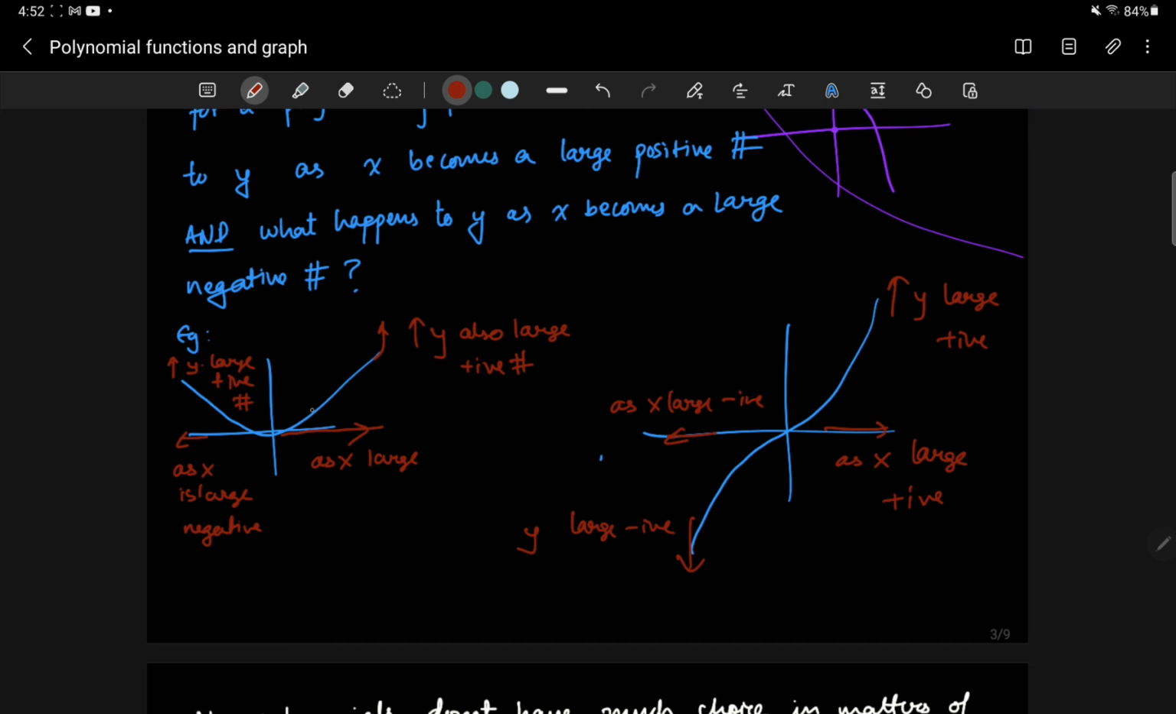Again, over here, the first one is an even powered case. So it makes sense that no matter if your input is positive or negative, your output is always positive. And the second one, they will have different behavior because it's odd powered.